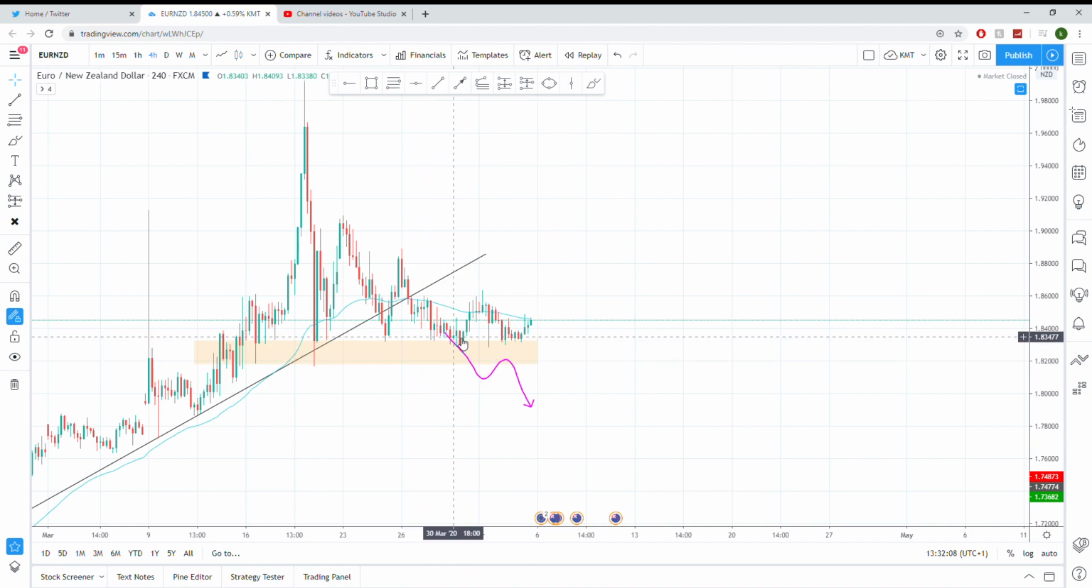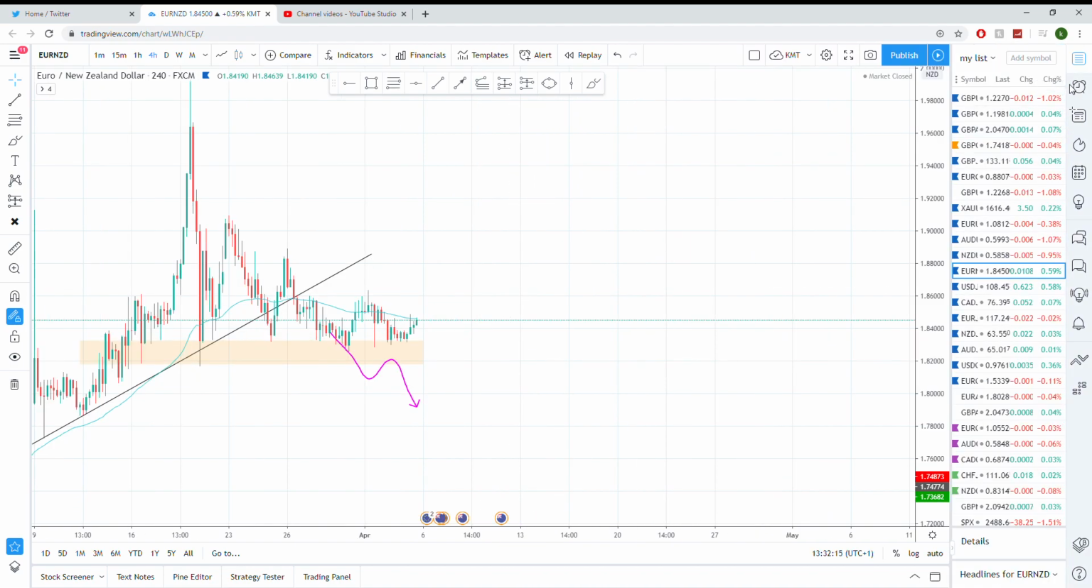Okay, so moving on to Euro New Zealand dollar. Again, same thing here. We're looking for that push to the downside. We are breaking it very slowly. We just have to stay patient with this pair. So no new movement here.